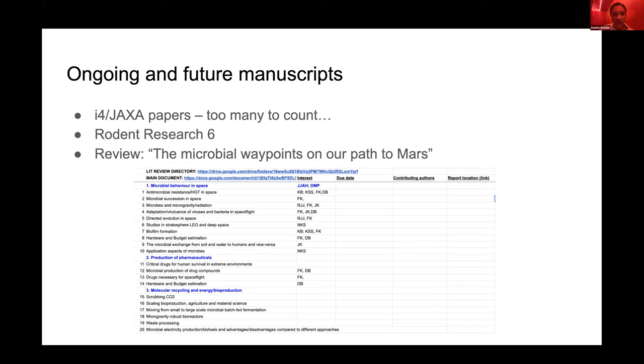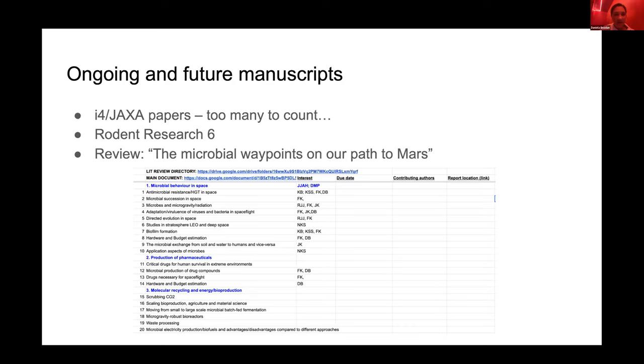So in general, what we're working on are ongoing future manuscripts. So of course, the Inspiration 4 and the JAXA papers. This is a sentence on brain, too many to count. It's totally true. We are still working on a rodent research 6 publication. It's really getting along. Thank you, Nick. Amazing effort here. And we also work on a review of the microbial waypoints on our path to Mars.